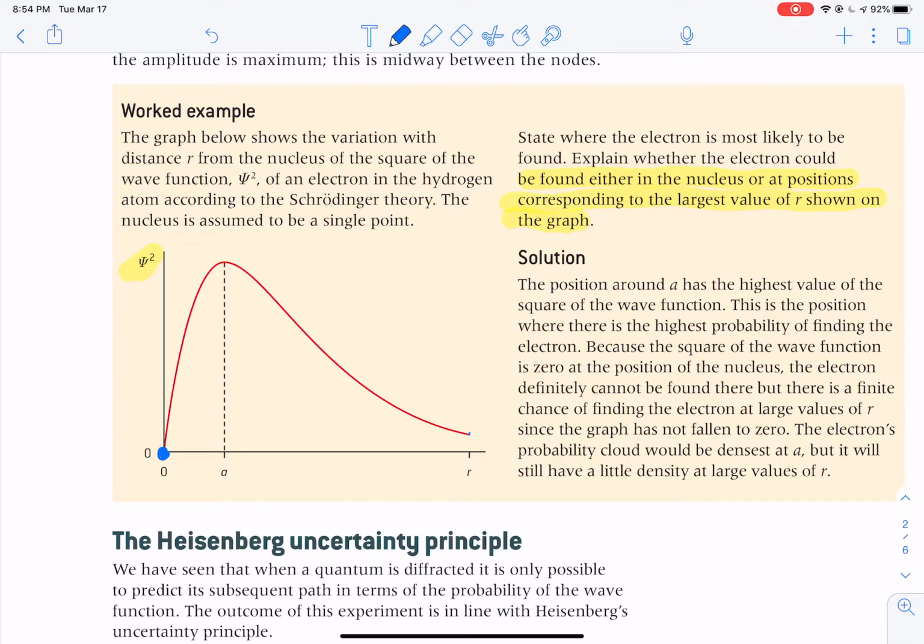At R, you could find the electron out at R. It's very low. It's not gone to 0. The electron could be there. It is just exceedingly rare. Of course, we're going to find that the electron is most likely going to be at A. That is the position of highest probability. Of course, they give you a good explanation here in the solution.